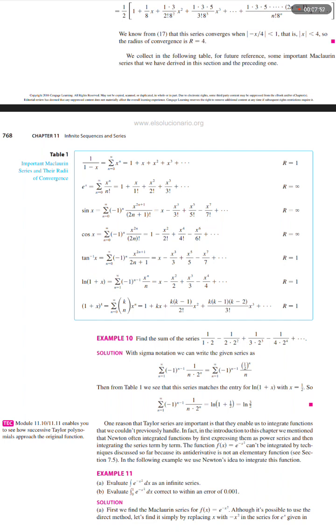(1 plus x) to the power k equals the sum from n equals 0 to infinity of the binomial coefficient (k choose n) times x to the power n, equals 1 plus kx plus k(k minus 1) over 2 factorial times x squared plus k(k minus 1)(k minus 2) over 3 factorial times x cubed plus ellipsis, R equals 1.